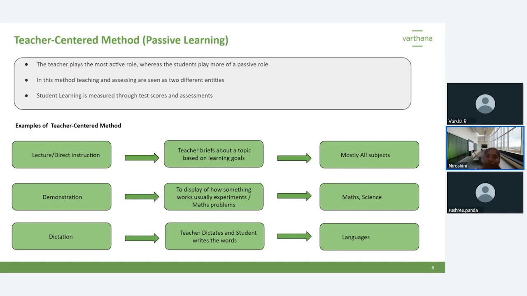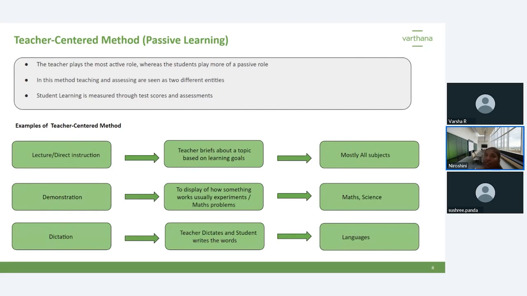Now let's look at widely used teacher-centered method examples. Number one, which all of us know and most teachers predominantly use inside the classroom, is the lecture method or direct instruction method, where we take a particular topic from our curriculum and teach it based on learning goals. We cover almost all subjects through this method, where we give direct instructions on what students are supposed to do, and however we plan the activities, that goes to the child.